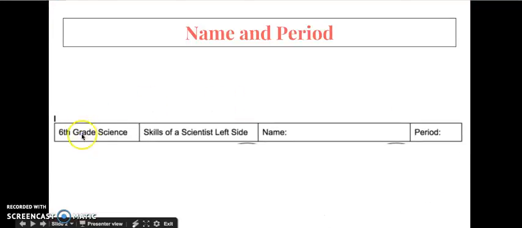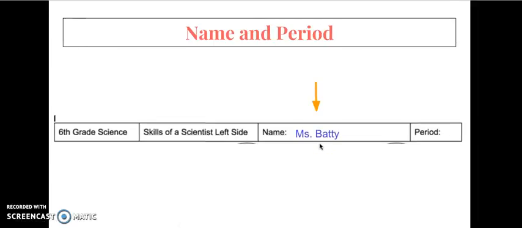First, you'll notice at the top of your paper, it says 6th grade science, Skills of a Scientist Left Side. You want to put your name right here. Okay, I put my name, Ms. Betty. You put your name over here, please put the period you have our class. Okay, do that now.